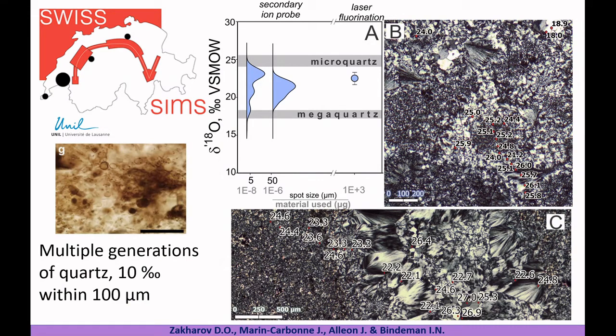Further, we conducted in situ isotope measurements using the secondary ion probe CAMECA 1280HR hosted at the Swiss SIMS facility at the University of Lausanne. The same exact samples were used for the triple oxygen isotope measurements in bulk. Importantly, we find up to 10 per mil differences in delta 18O between different generations of quartz.